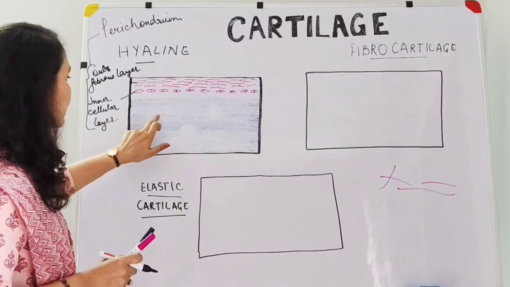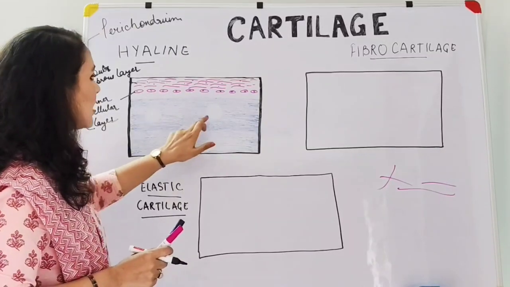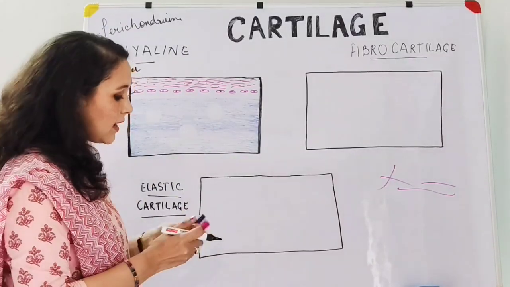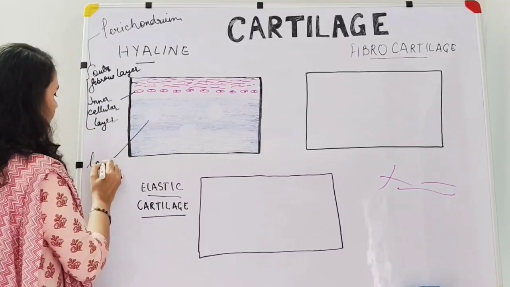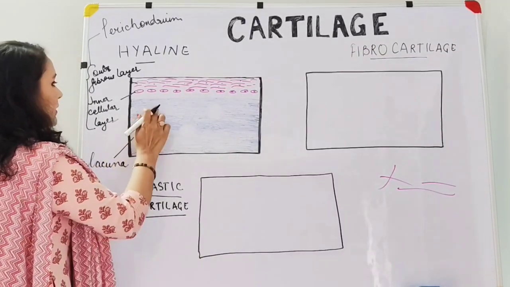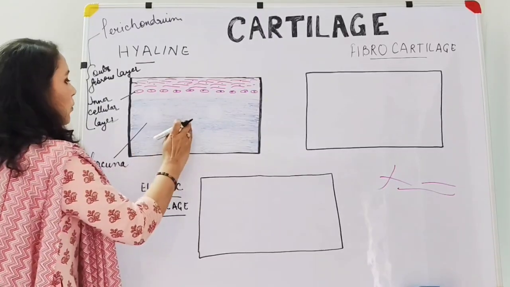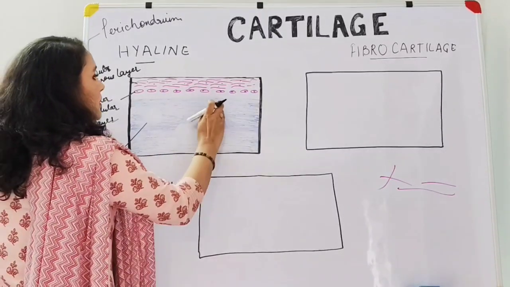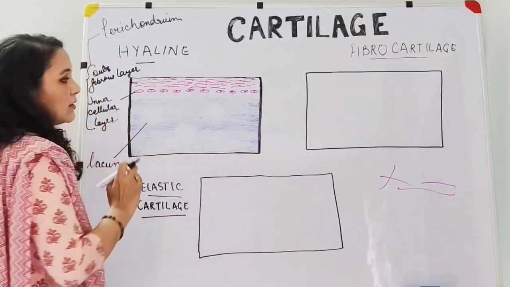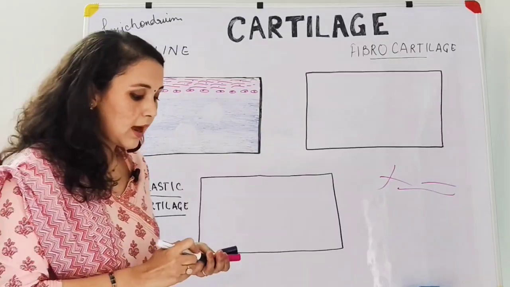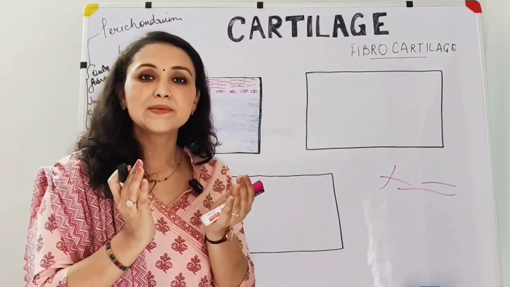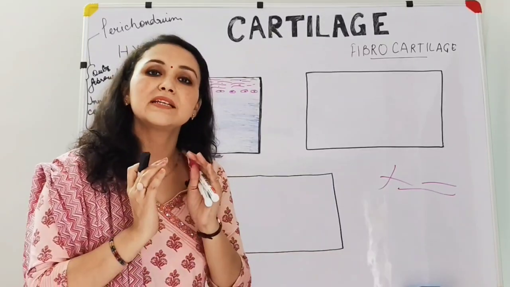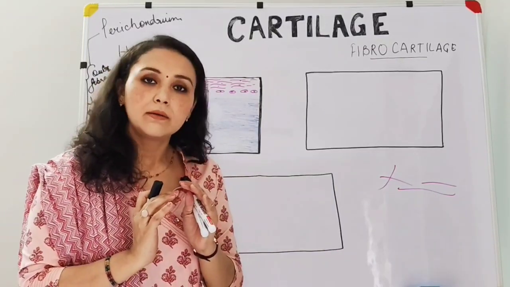Now there are spaces in the matrix. These spaces are called lacunae. These are the spaces where the cells are present. Always remember, in a cartilage, the chondroblasts and the chondrocytes are always present in a space, and you call that space a lacuna, right?